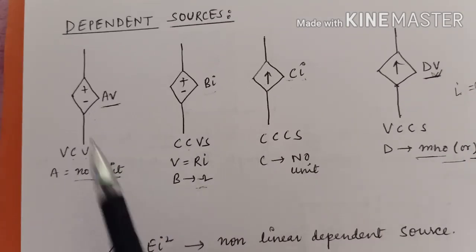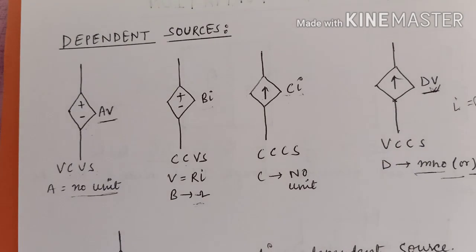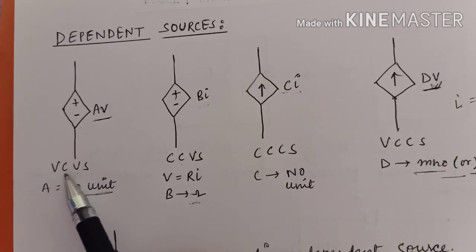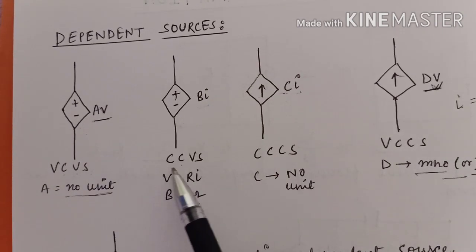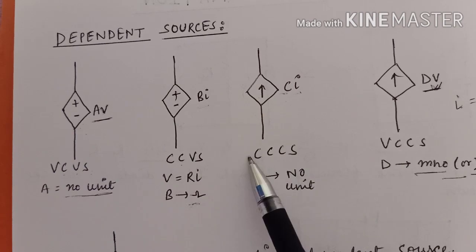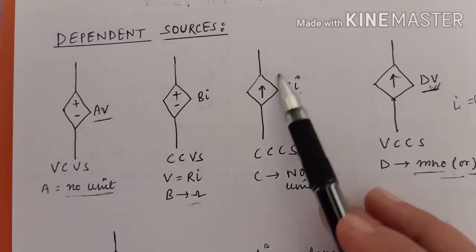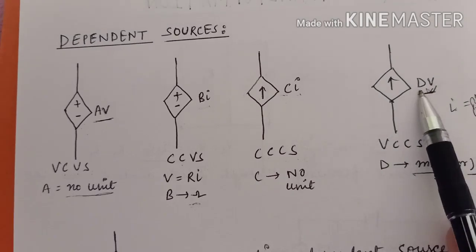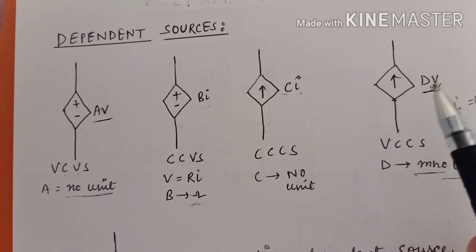Clear? So these are called the linear dependent sources. These are four linear dependent sources. First is your voltage control voltage source, current control voltage source, current control current source, and voltage control current source. Clear?